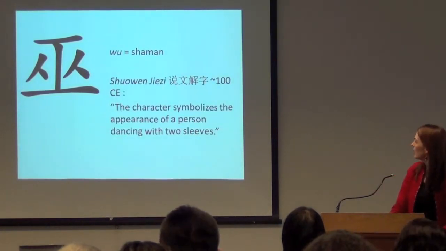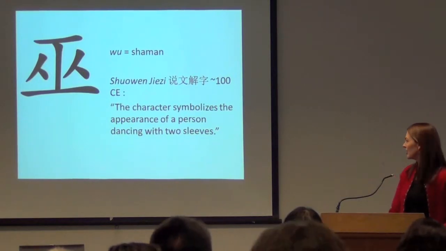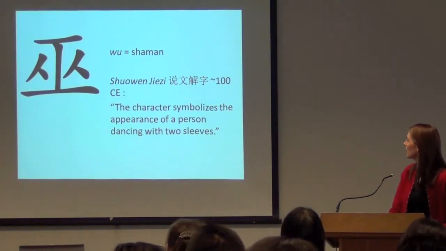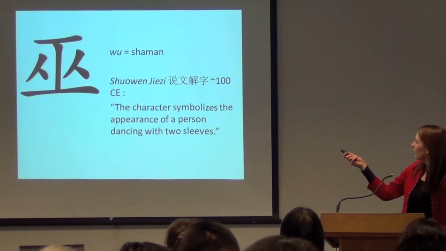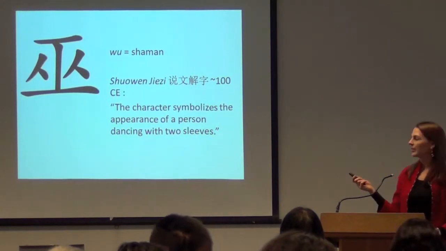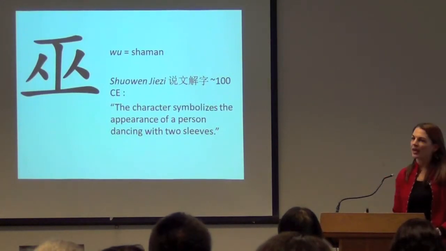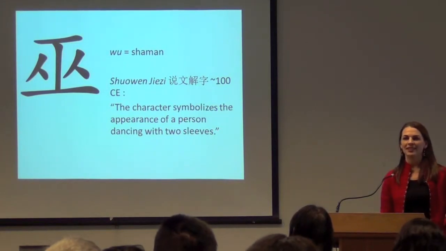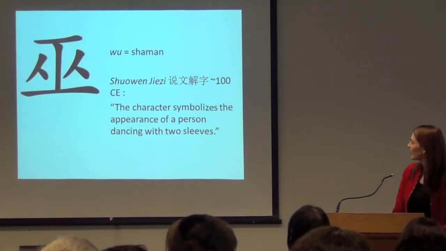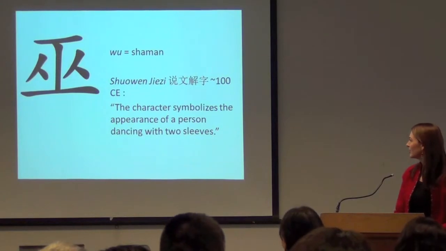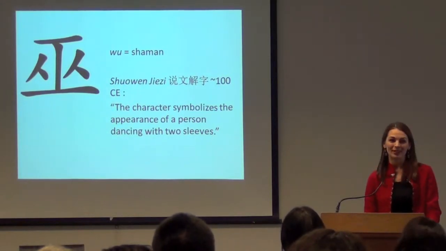And so in one of the earliest Chinese dictionaries, the Shuowen Jiezi, the explanation for the character priestess is said to be a synonym for this character Wu. And the explanation for the character actually links it to the sleeves themselves. So the explanation says that this character symbolizes the appearance of a person dancing with 2 sleeves.